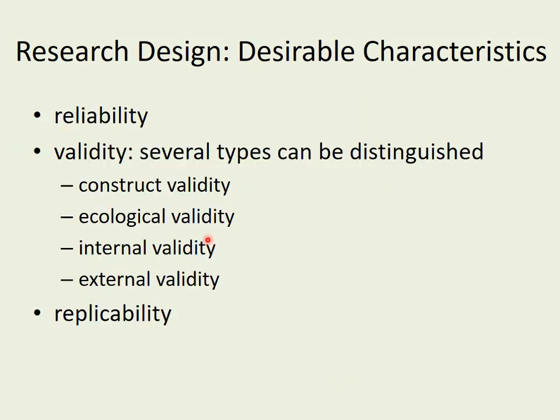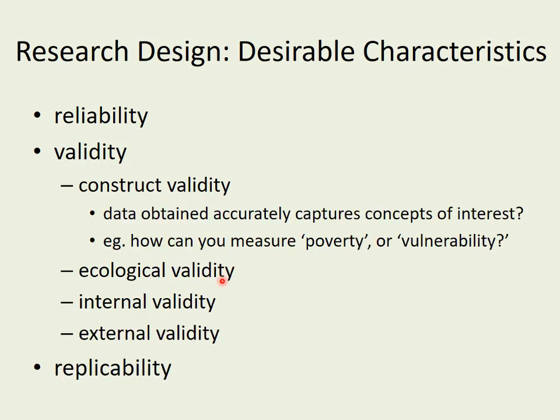Then within validity, how close you're getting to the truth, there are several different types that can be distinguished, and there are others as well. The main ones are construct validity, ecological, internal and external. So let me give you a couple more details on some of those.